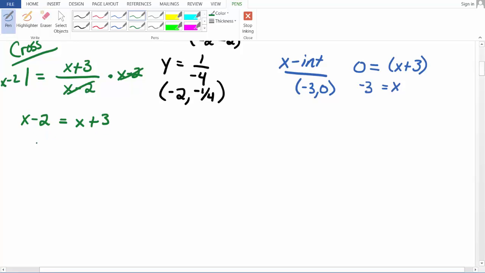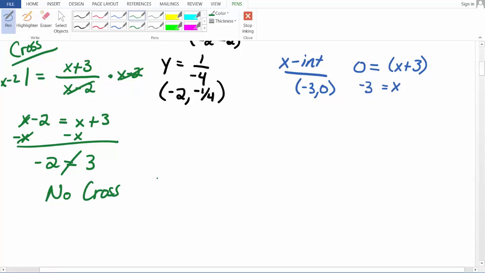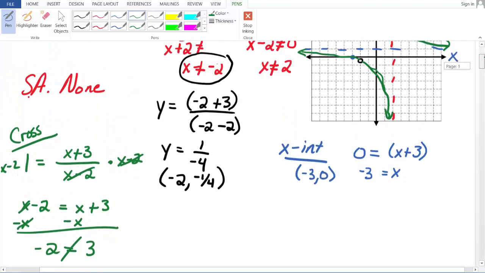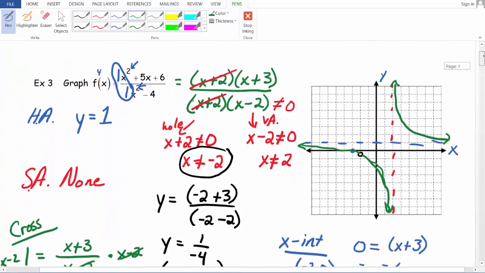If we subtract x from both sides, here they end up dropping out. We end up with -2 is equal to 3. That is not possible. We never see that. And as a result, this will have no cross. Typically, you would do that earlier in the problem, but I kind of knew that it wasn't going to cross.